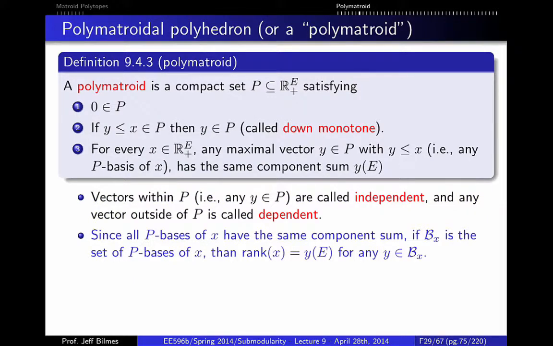And then similarly, since it's a polymatroid, all P bases have the same component sum. Then if we take any P basis, y, then we can just sum it up, and that's going to be defined as the rank. So there's one reasonable value for P bases, and it's all the same. So therefore, we can just say that that's the rank of the polymatroid.